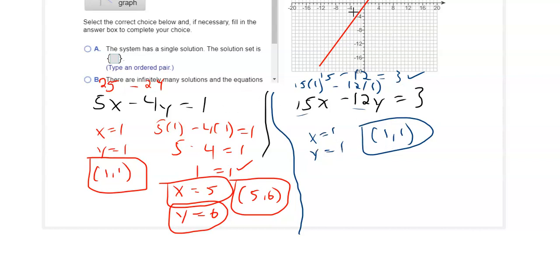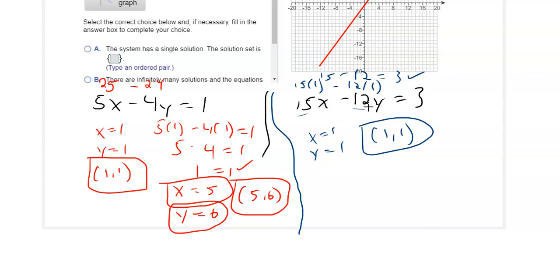But let's go ahead and finish graphing this line. So again, I'm thinking multiples of 15, multiples of 12 that are 3 apart. So another one that's going to work would be, so 15 would be 15, 30, 45.